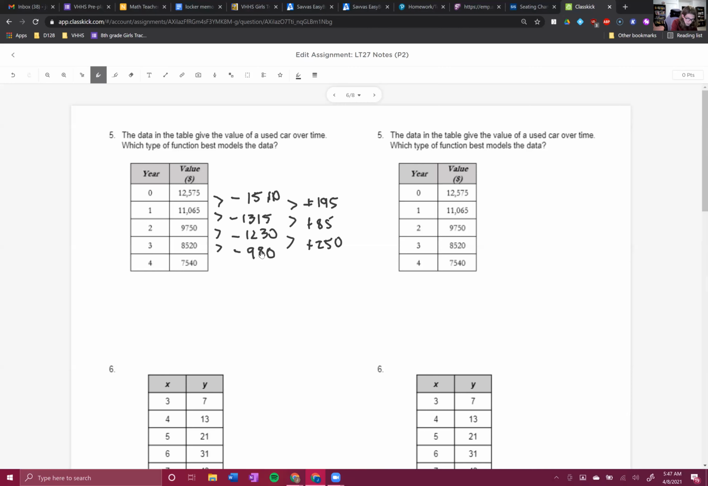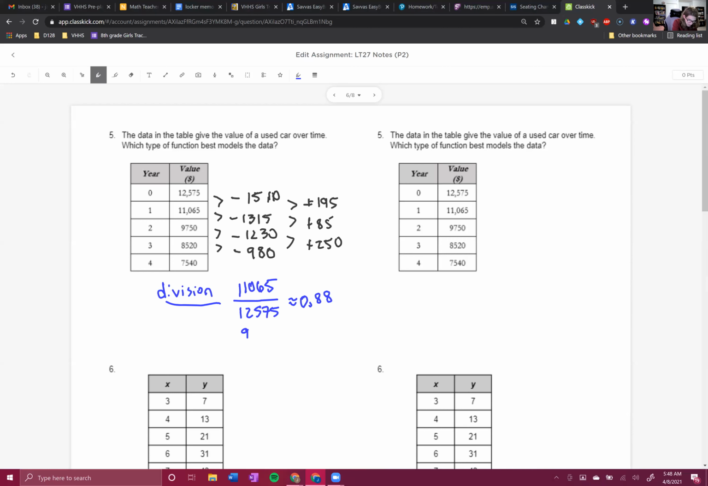So let's try exponential. If you don't know what we're multiplying by, if you noticed how I was figuring out these numbers using subtraction, we can use division to see what numbers we would use for the multiplication. I'm always going to take the bottom one and divide it by the one on top. So I'm going to take 11,065 and divide by 12,575. If I round to 2 decimal places, it's 0.8799, so about 0.88.